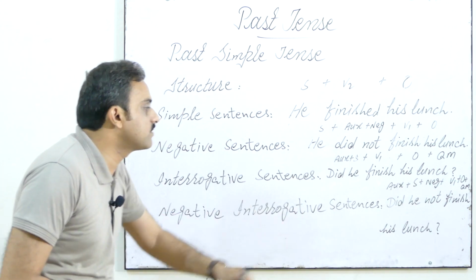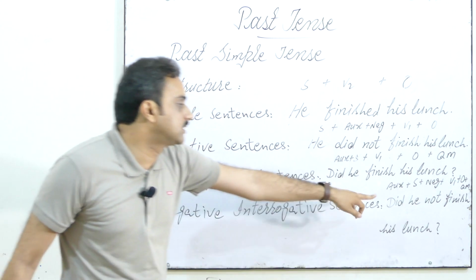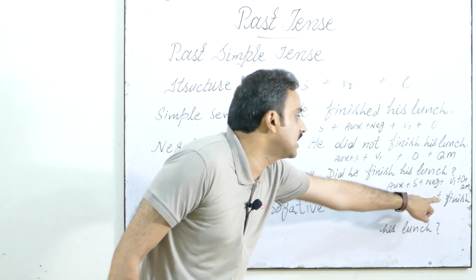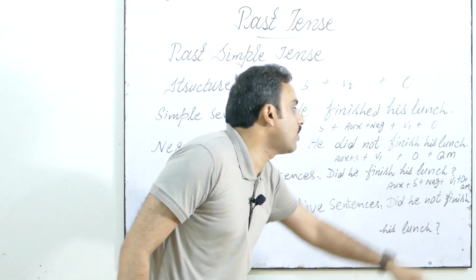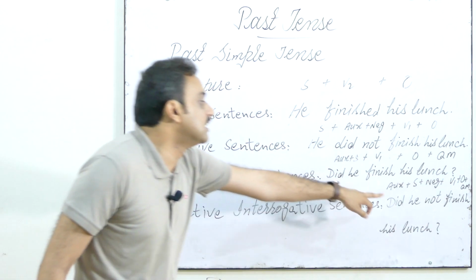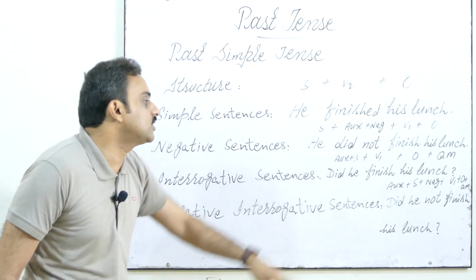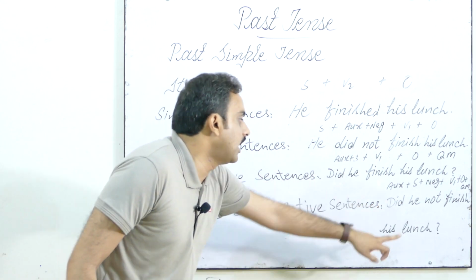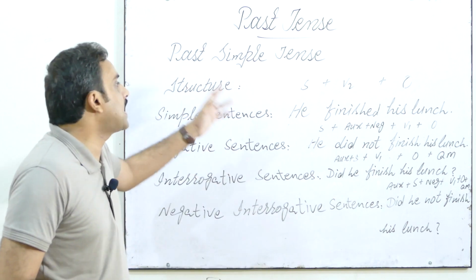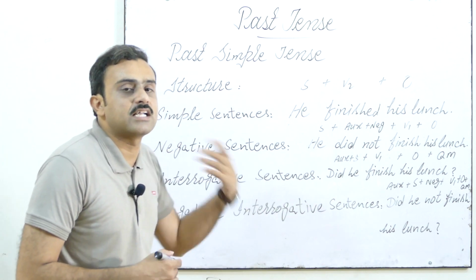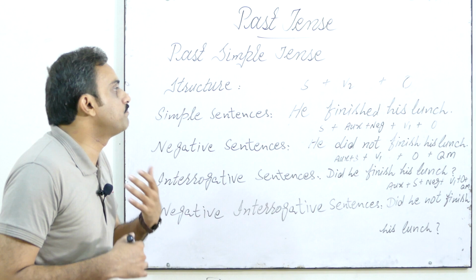In negative interrogative sentences, we use the auxiliary first, then the subject, then the negation, then the first form, meaning present tense, and then the object, and then the question mark. Did he not finish his lunch? This shows that this category belongs to negative interrogative sentences of past simple tense, past indefinite tense.